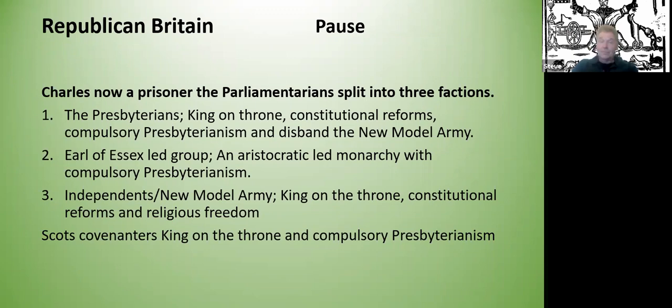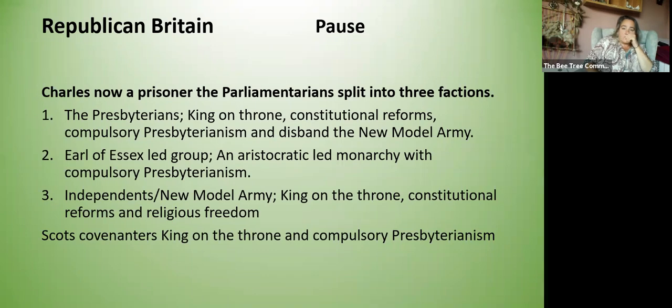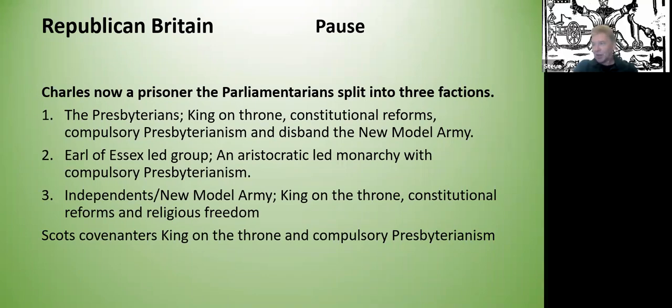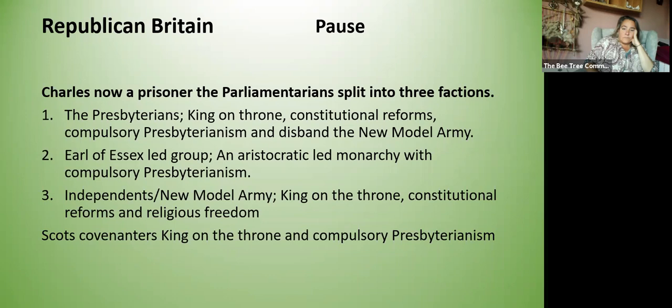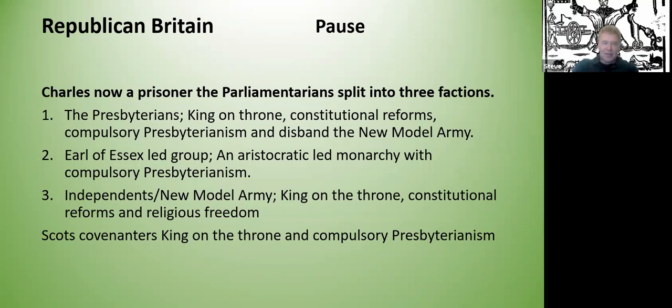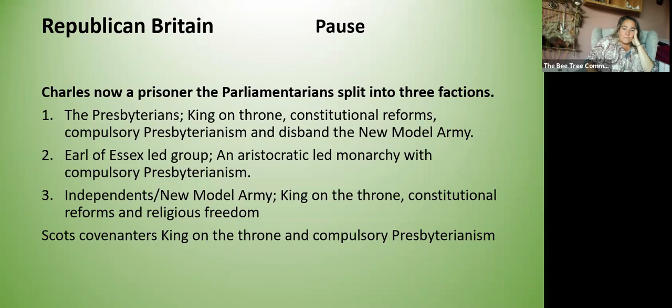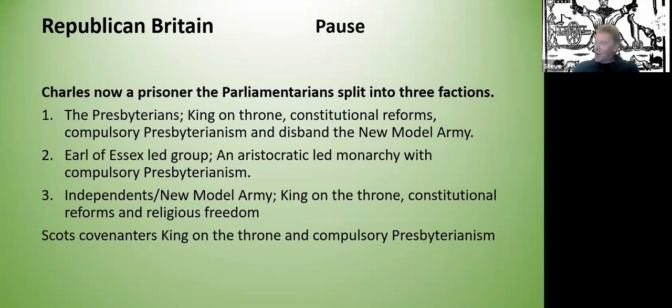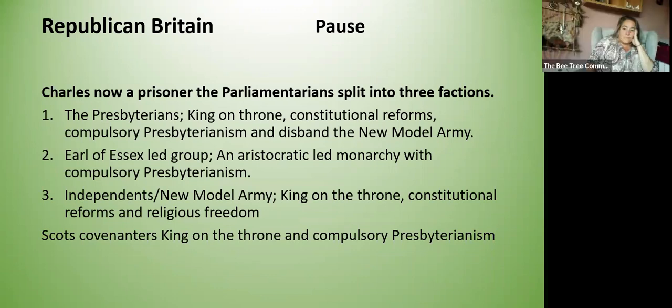The Presbyterians want the king on the throne, constitutional reforms, compulsory Presbyterianism, and to disband the New Model Army. There's a group led by the Earl of Essex who wants an aristocratic-led monarchy with compulsory Presbyterianism. And then there's the Independents and most of the New Model Army, who want a king on the throne, constitutional reforms, and religious freedom. The Scots, on the other hand, wanted the king on the throne and compulsory Presbyterianism. As you can see from that, one of the common things is they all wanted the king on the throne.